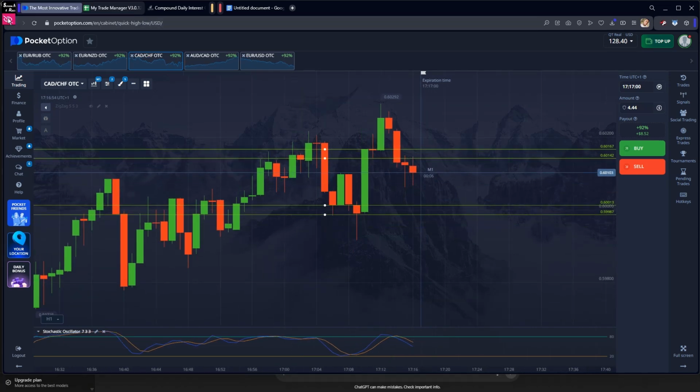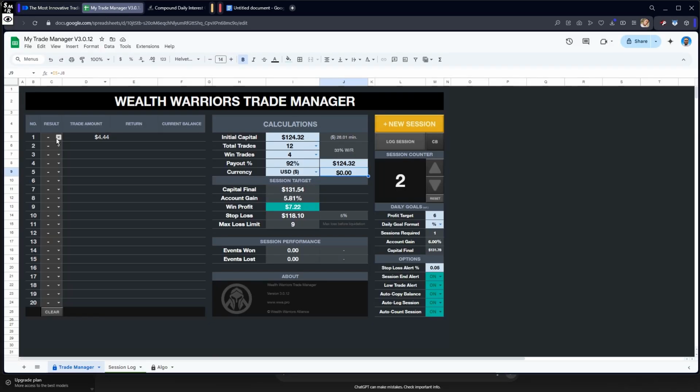So let's come to our trade manager. You say this is a win. Let's update this to 128.40. So our new money will be 4.58.